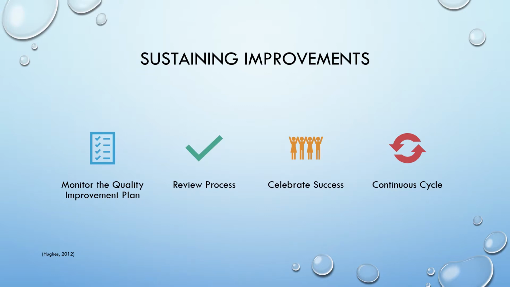The fifth and final stage is sustaining improvements. The audit cycle is a continuous process. With any type of improvement plan, there should be continuous monitoring to ensure that standards are being met. The process should also be continuously reviewed, which is the role of the committee. The progress should be performed at regular intervals, and appropriate action should be taken to ensure that progress is being maintained.